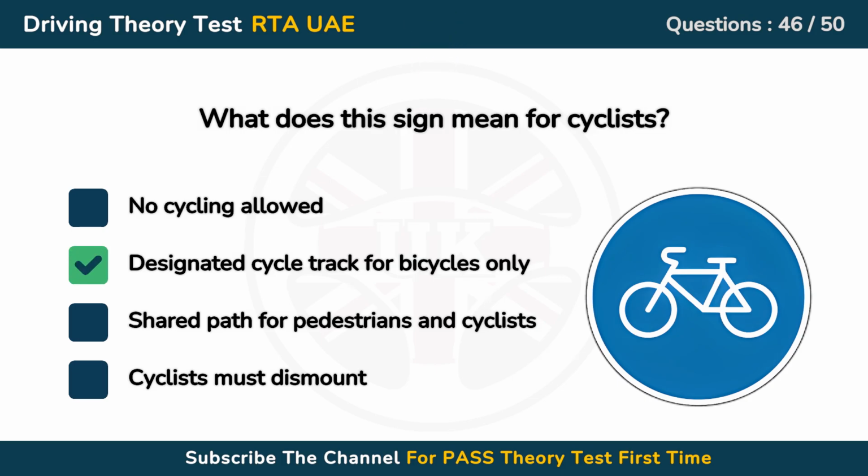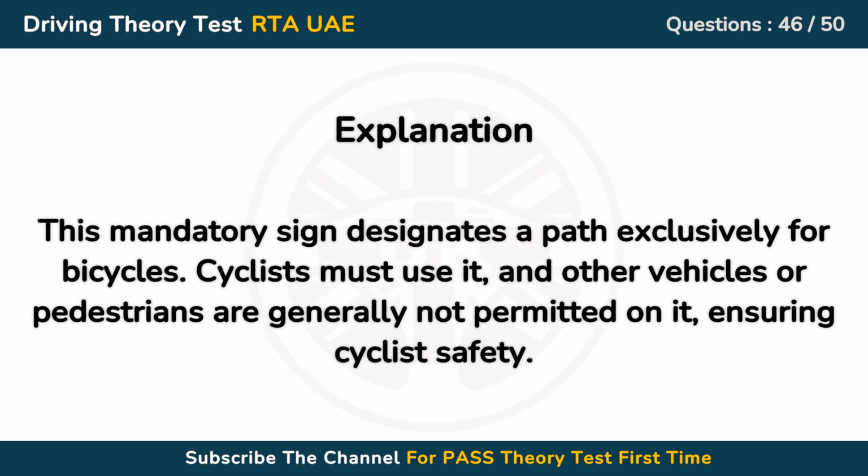Answer is B, cycle track for bicycles only. This mandatory sign designates a path exclusively for bicycles. Cyclists must use it, and other vehicles or pedestrians are generally not permitted on it, ensuring cyclist safety.